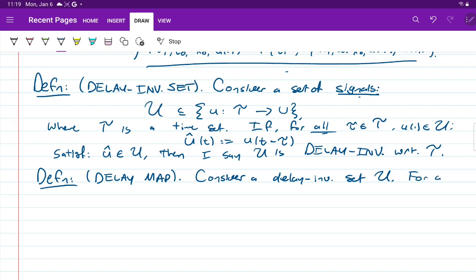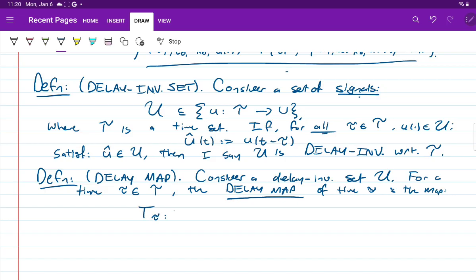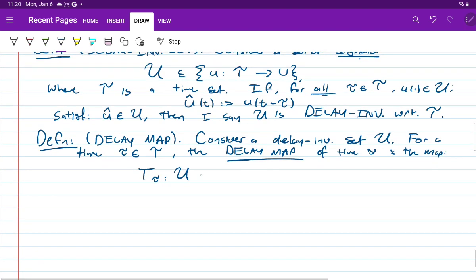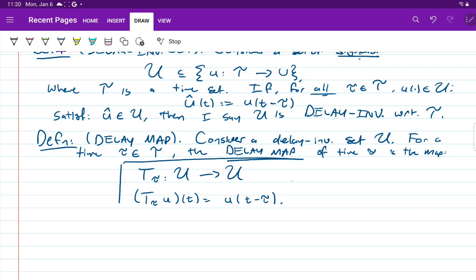So for a time tau in my time set T, the delay map of time tau is the map T sub tau, which maps from my input signal space U back into my input signal space U, and it's defined such that T sub tau of any signal u evaluated at time t is equal to u evaluated at time t minus tau.